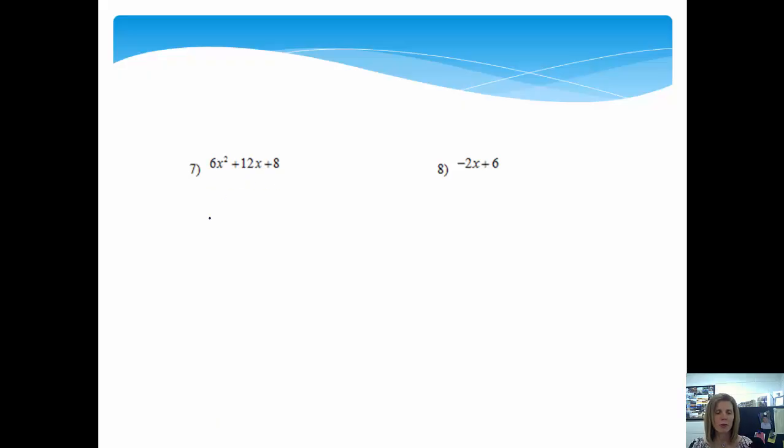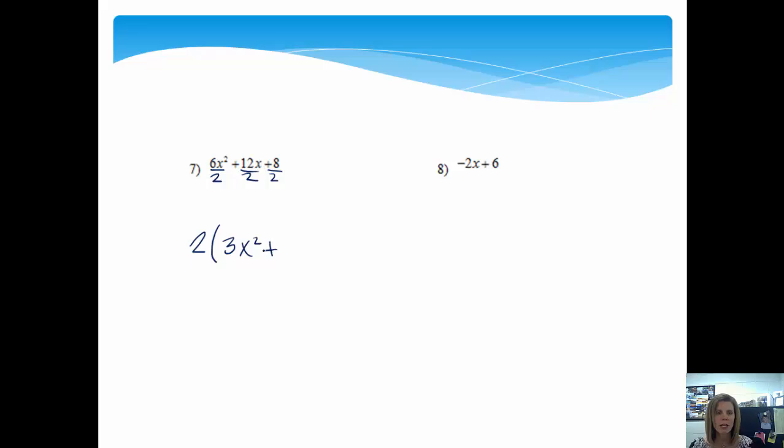All right, on this one, what we are going to do is look at what number would go into all 3, 6 and 12 and 8. I would say it's going to have to be 2. So we're going to factor out a 2. They do not all have an x, so the x does not get to get factored out. So 2 is our only GCF. So we're going to divide all 3 parts by 2. 6 divided by 2 is 3x squared.